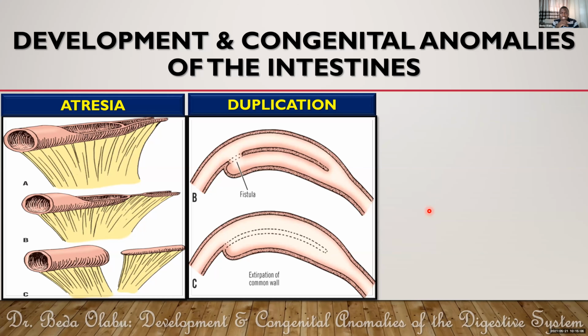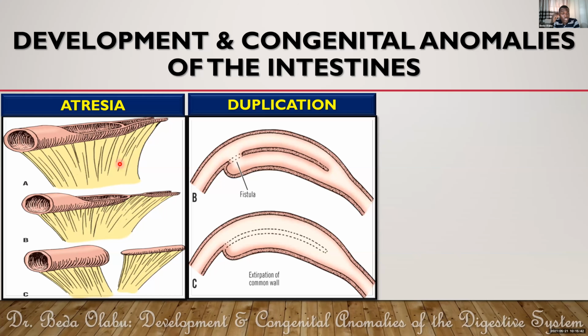Esophageal atresia, gastric atresia, duodenal atresia, jejunal atresia. List everything up to the anus. Then start again. Esophageal duplication, gastric duplication, duodenal duplication, all the way to the anus again. Then start stenosis. You can never go wrong.